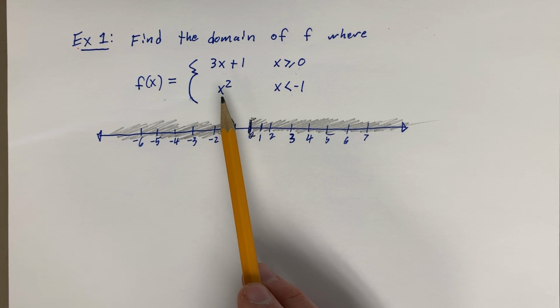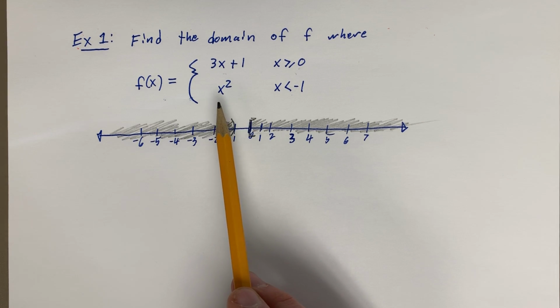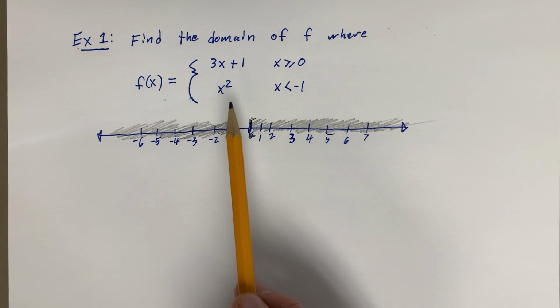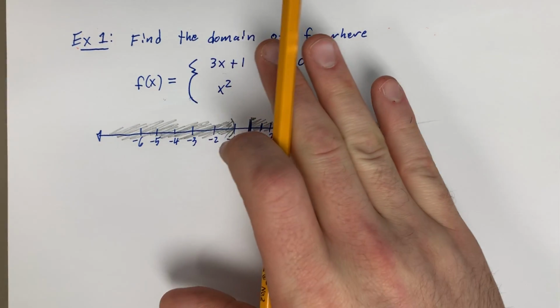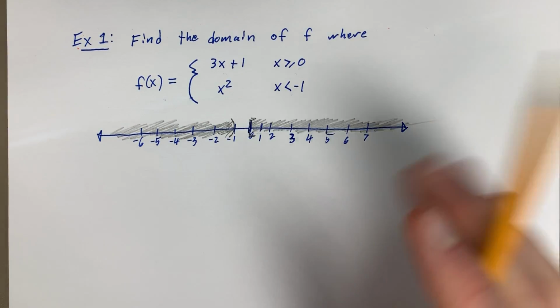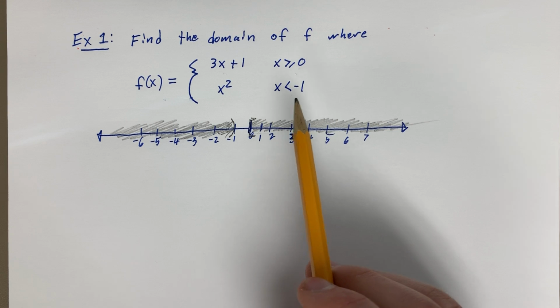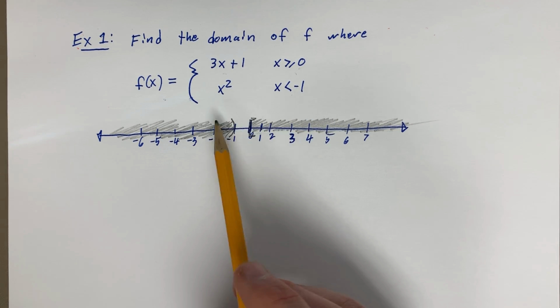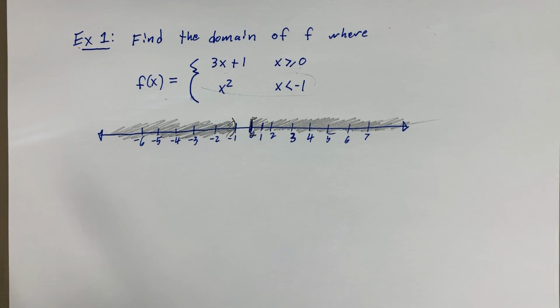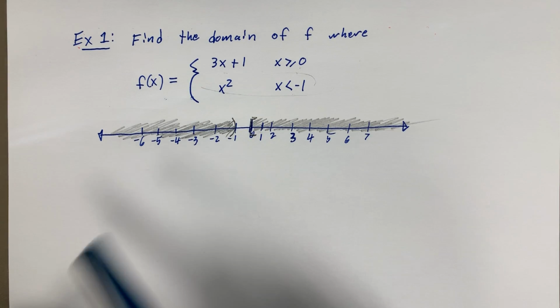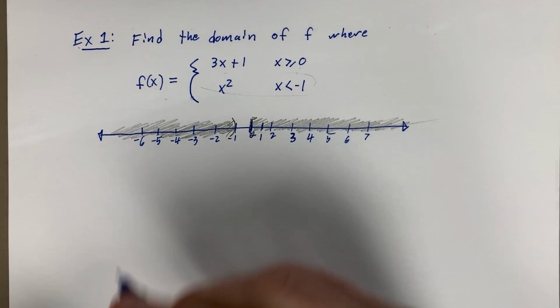Now let's take a look at the second part. I'm looking at x squared in this interval. Is there a chance that I'm going to have a square root of a negative or division by 0 inside this interval? The answer is, of course, no, because x squared is defined for all x values, period. Like if I were just looking at x squared, it's defined everywhere. So it's certainly defined when x is less than minus 1. So this part is defined everywhere in here, and I have no restriction inside this domain.